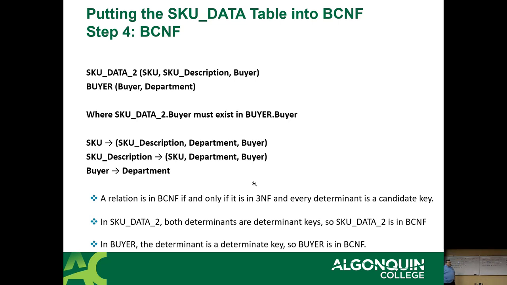Okay, that's better. So if you look at these two, ignore the bottom one because we know the buyer determines the department. Cool, we don't need to worry about that one. It's these two. You'll notice that the SKU can determine the description, or the description can determine the SKU. So we have a chicken before the egg situation here where we don't know which one is which. Boyce-Codd's purpose is to avoid those kinds of situations where you have potentially two different candidate keys, and you have to decide which one's going to do which.